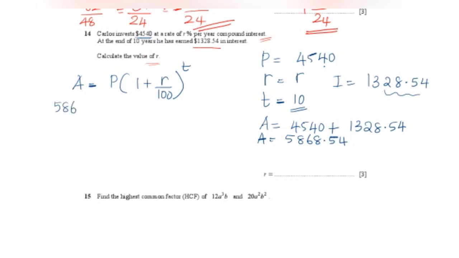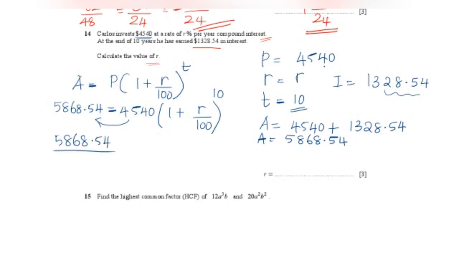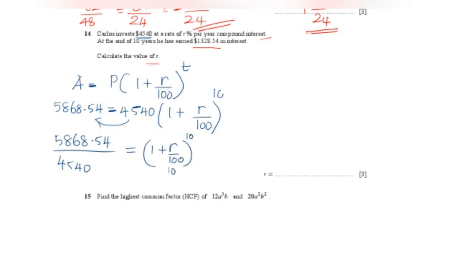So 5868.54 is equal to principal amount 4,540 times (1 plus rate, which is unknown) raised to the time given, 10 years. Shifting this, it becomes division on the other side. So 5868.54 divided by 4540, made it as 1.3. So 1.3 is equal to (1 plus R by 100) the whole raised to 10.